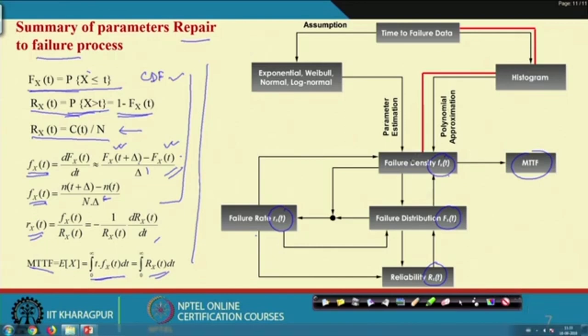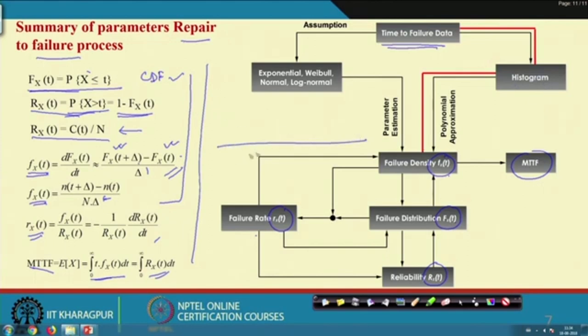Ultimately, in the right hand side we are saying that the theory or the computational details behind all those parameters are given here. But many a time what happens is you will just take the time to failure data and derive all those things, not in the manner we have discussed, from the basic experiment, from the basic fundamentals or the zeroth law kind of things of this distribution. So, once you have time to failure data, you can plot the histogram.